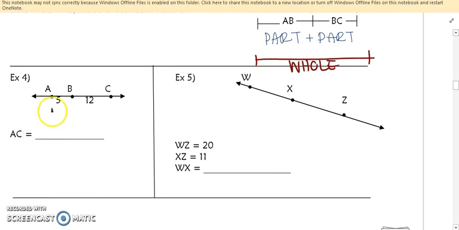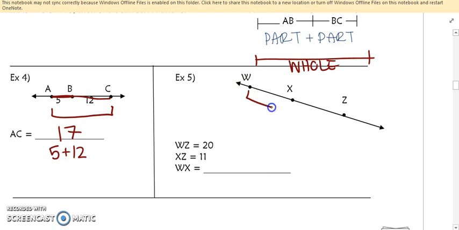We want to find the measure of AC. What 2 parts are in AC? We have this measure here, this measure here. So it's a matter of adding 5 and 12 to get 17. Okay, let's find our other missing measures here.